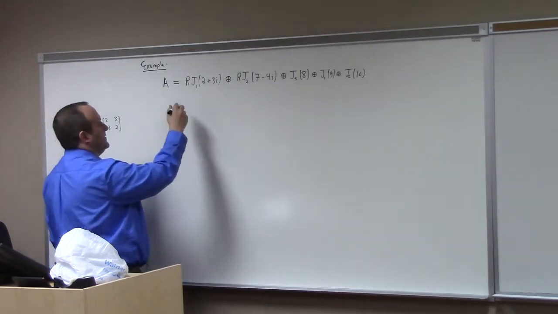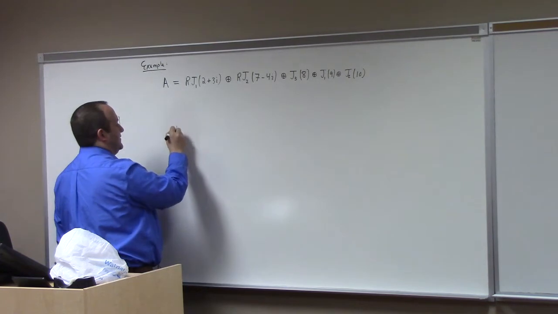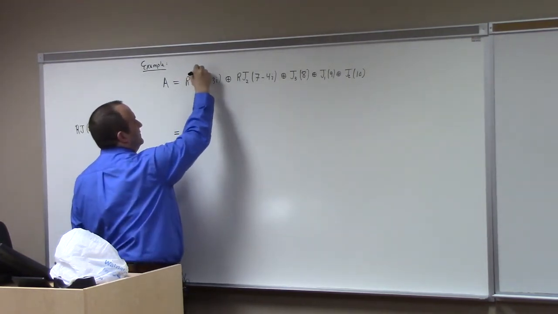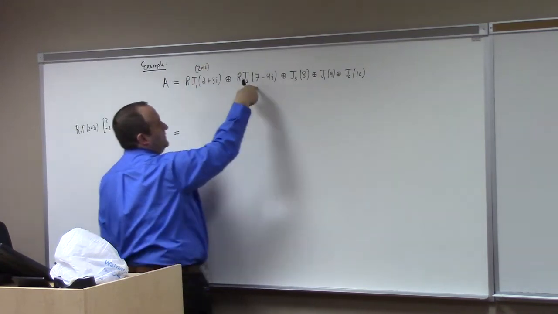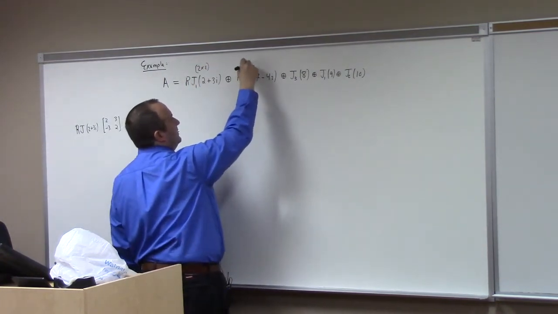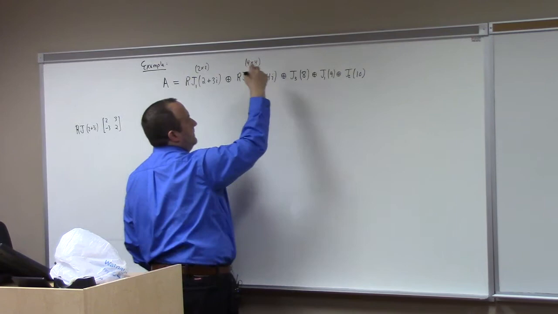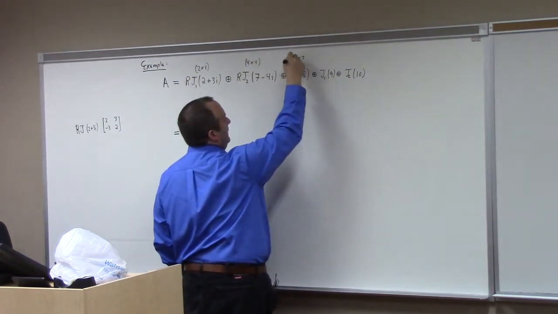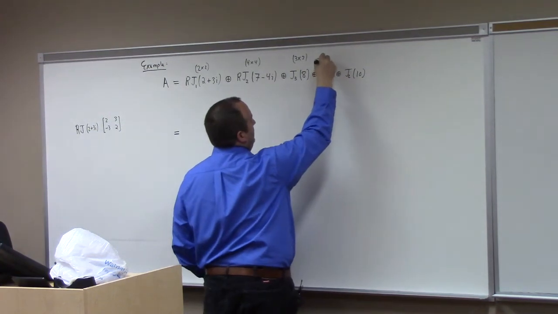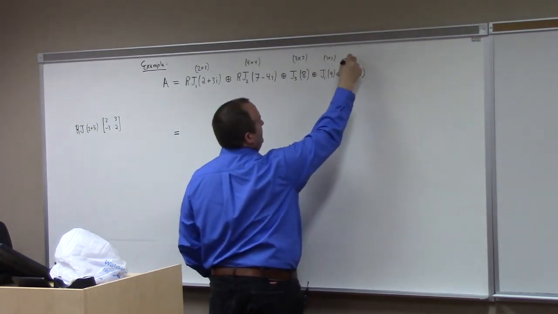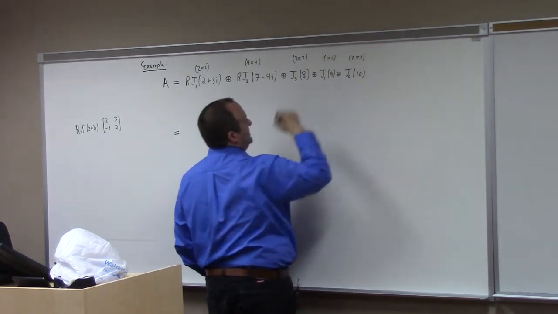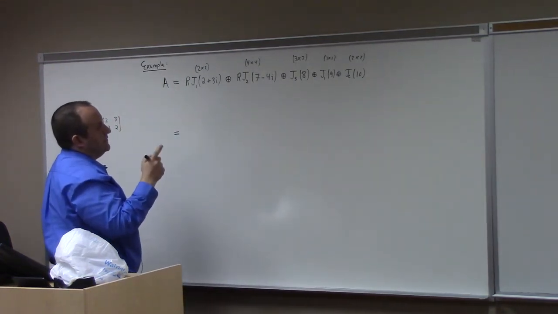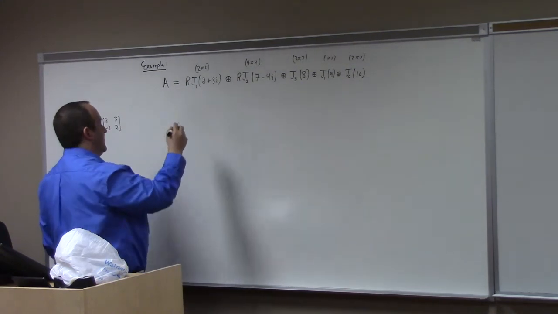So what's this look like? This is huge, isn't it? How big is this? This is a 2 by 2, right? This piece right here is actually 4 by 4, right? This piece right here is 3 by 3. This piece right here is 1 by 1. And this piece is 2 by 2. So how big is the matrix we're looking at here? The 12 by 12, right?